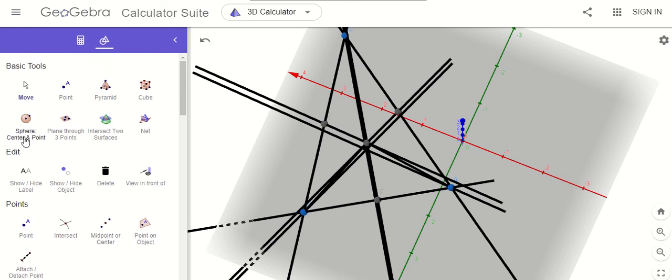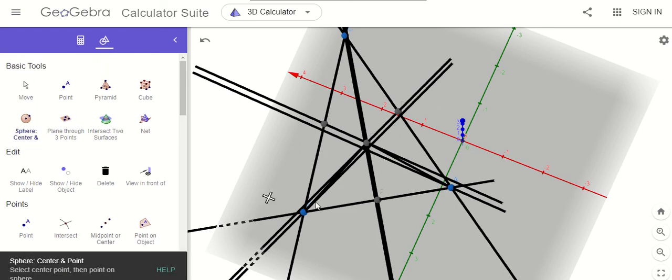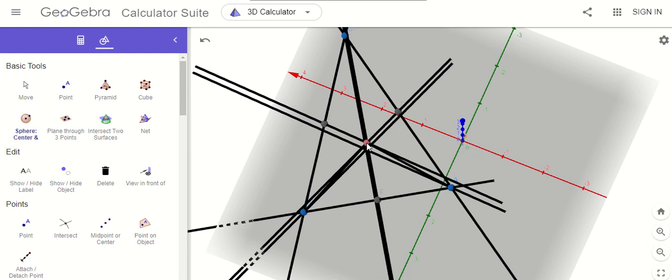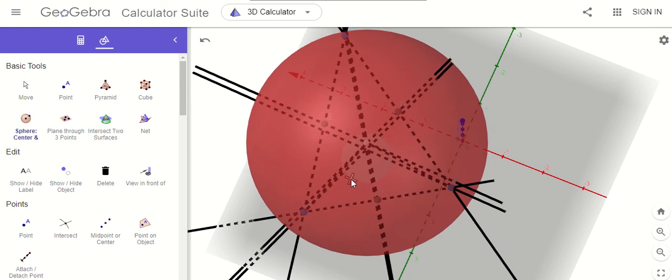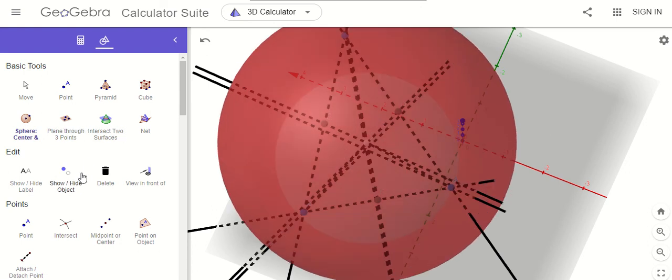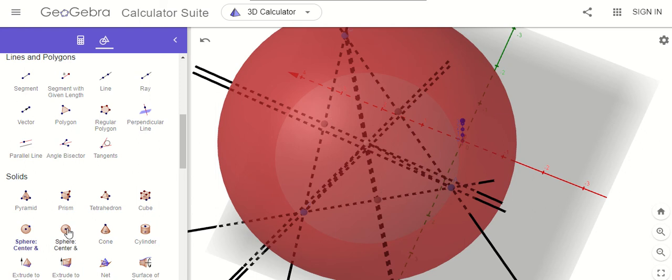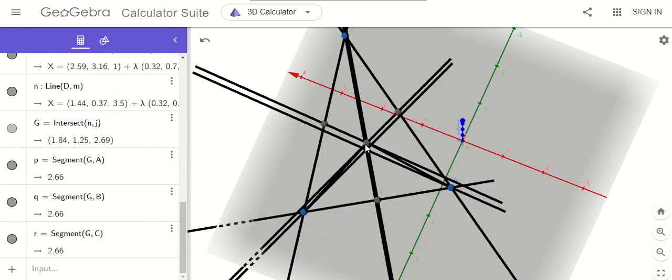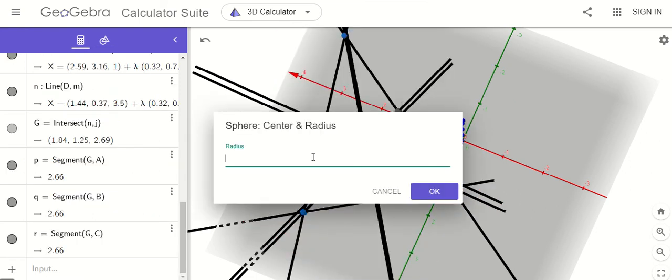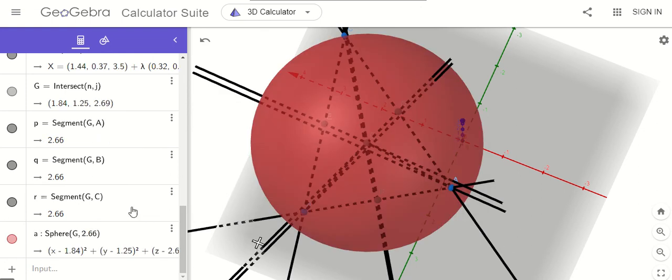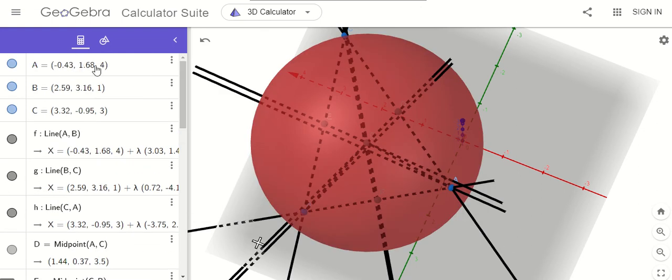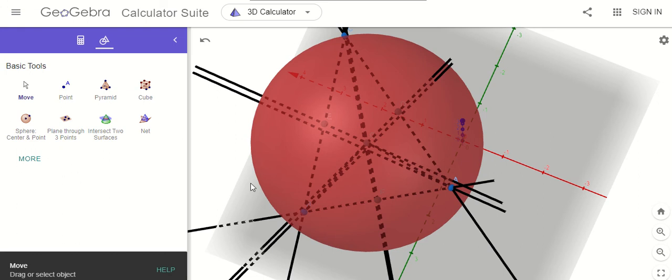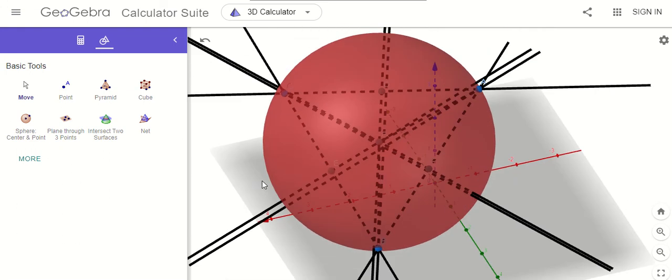After we know that the radius of this point is about 2.66, we go back to here: sphere, center, and point. So we choose this point in here, or maybe we go to this one, and we choose 2.66, and now we can check on the graph.